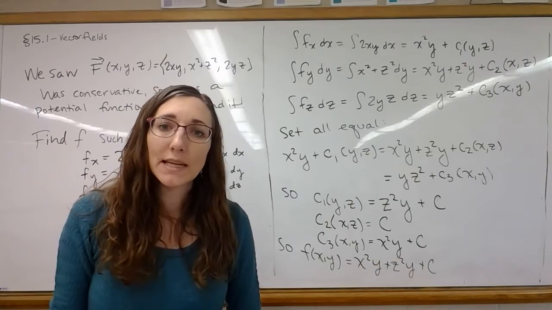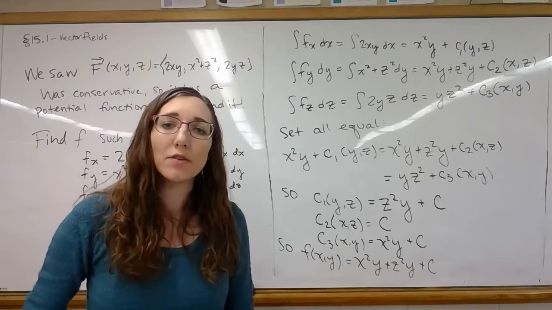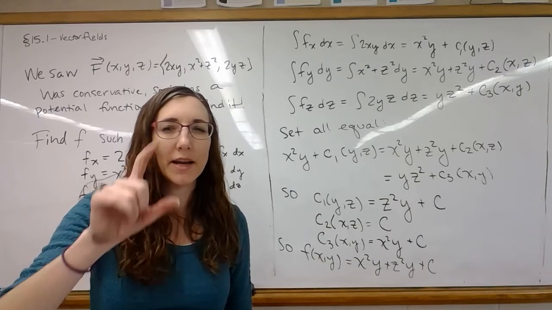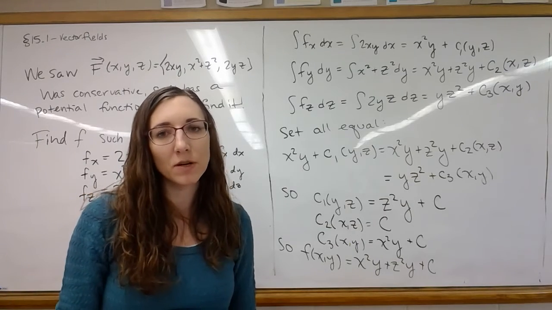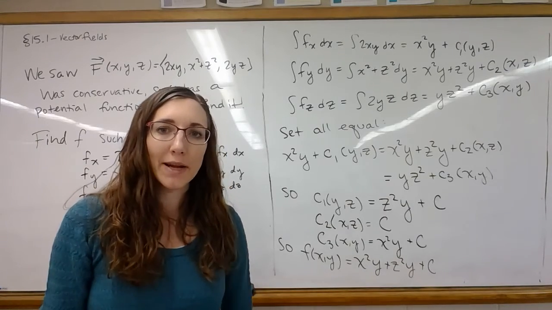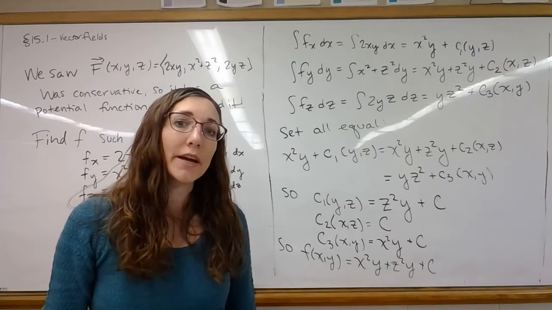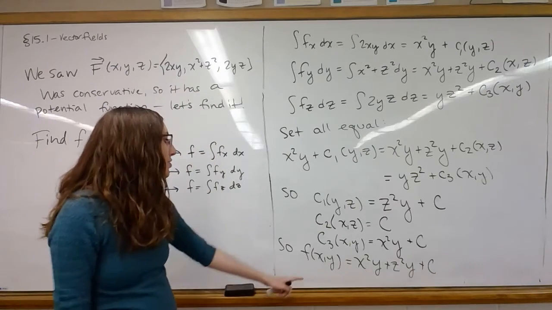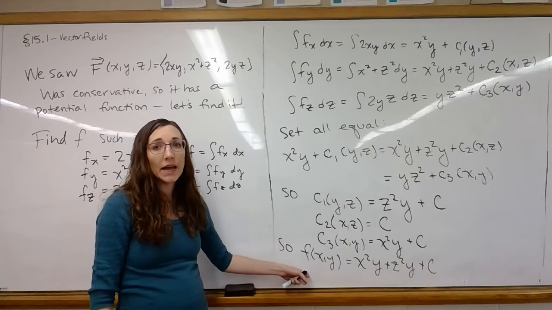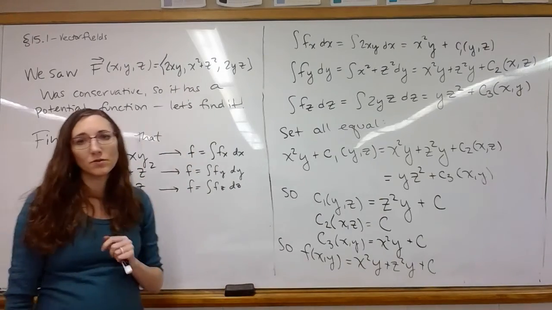So if you want to use this technique with two variables, you can as well. You can look at f sub x and f sub y and figure out what's missing from the opposite ones to then put f all the way together. And again, if you want to check it, a good way to check it then is to just find the gradient of this, and you should get this function, as long as you did it right.